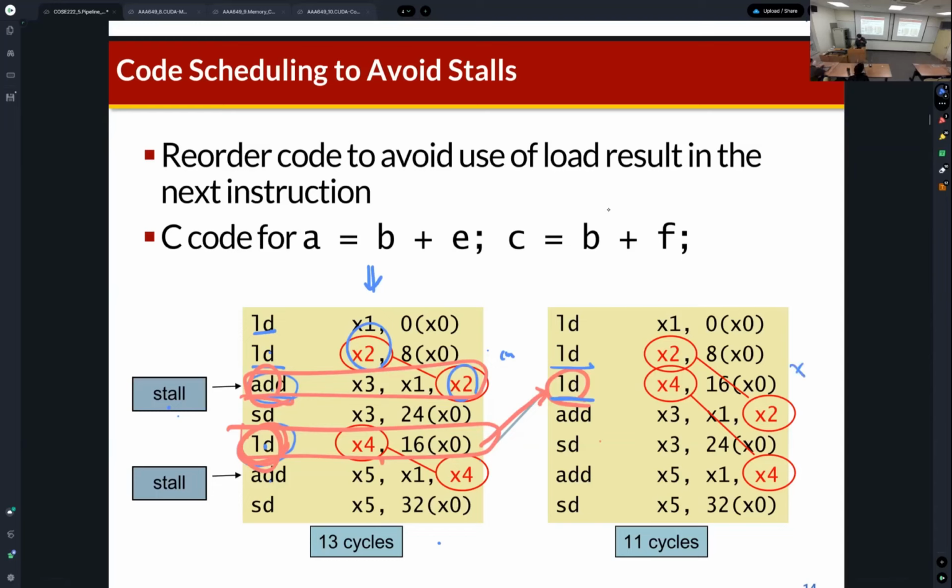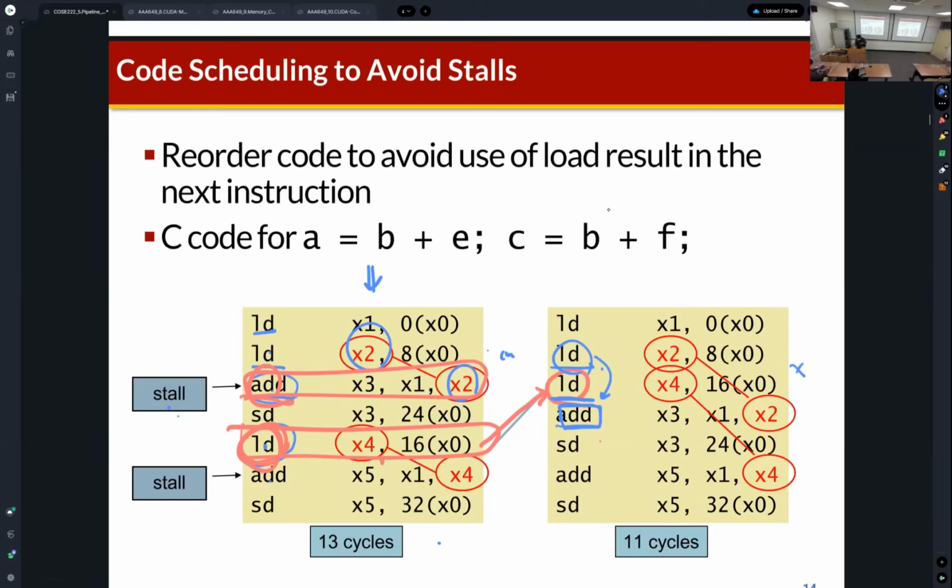And then the add instruction is here. Because the distance between this load and add instruction is one instruction, so one cycle, we don't need to stall this add instruction. So this is the compiler optimization. The compiler can change the order of instructions if the data dependency is observed. Then by doing this, we can solve the data hazard.